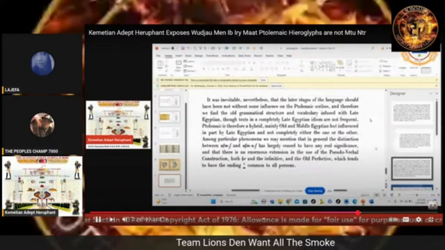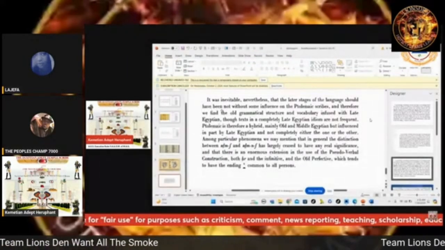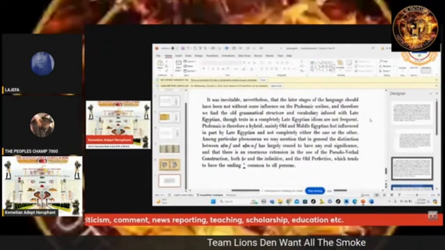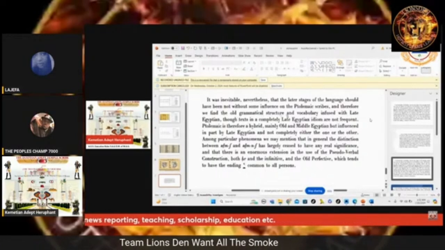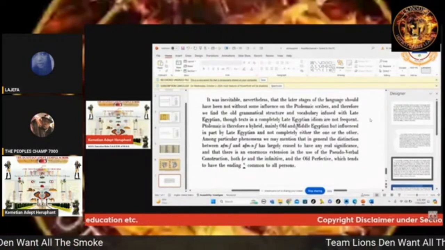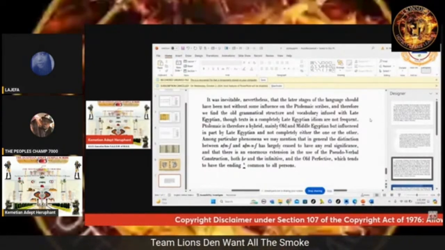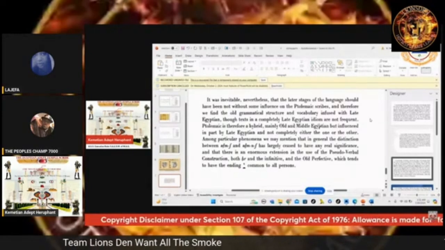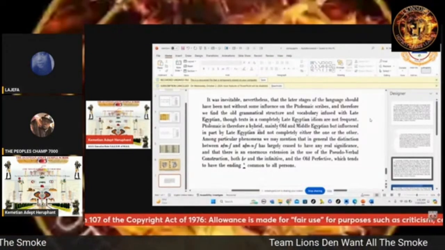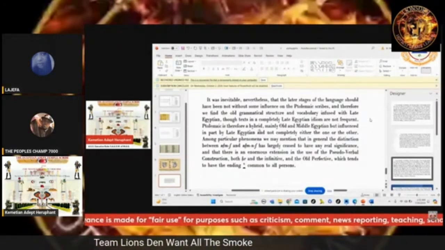Now watch this. And this is actually coming from a document. I'm going to show it to you in a minute, so you know the source. It said the later stages of the language have been without the same influence on Ptolemaic scribes, and therefore we find the old grammatical structure and vocabulary influenced with late Egyptian, though texts in completely late Egyptian idiom are not frequent. It says Ptolemaic is therefore a hybrid. Do I need to look up what the word hybrid means for our people?